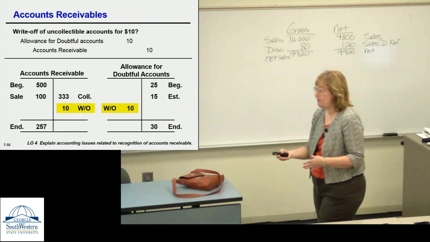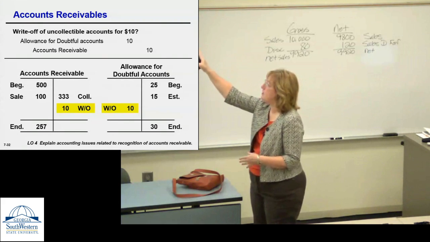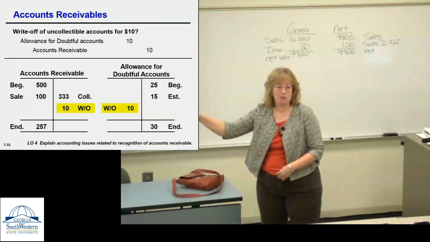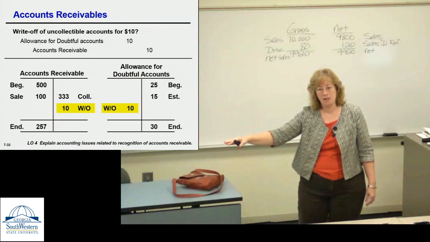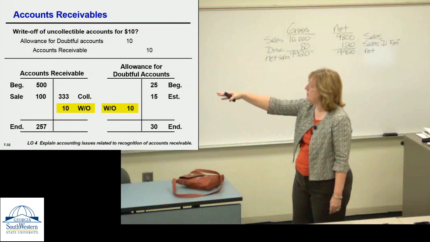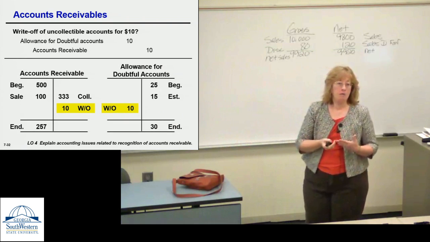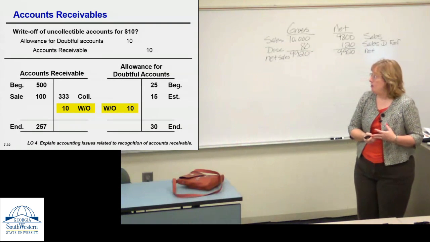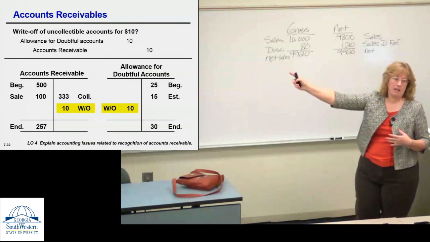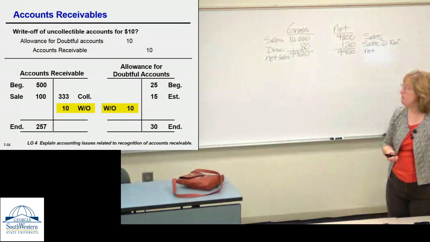So if he eventually pays, then we're going to reverse this entry. We'll go back and debit accounts receivable to put him back in accounts receivable, put this back in the allowance, and then record the fact that he paid, just like this previous collection, the $333, okay?